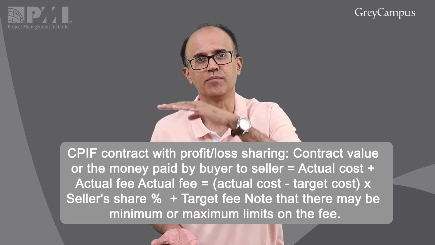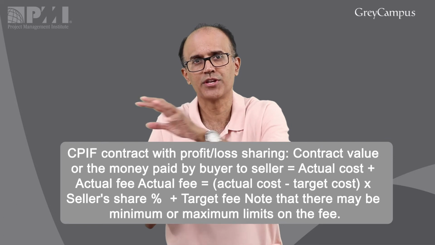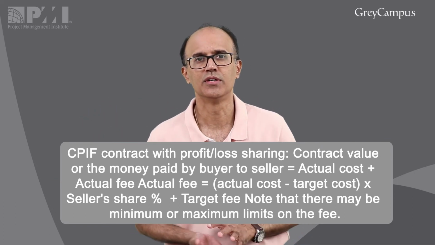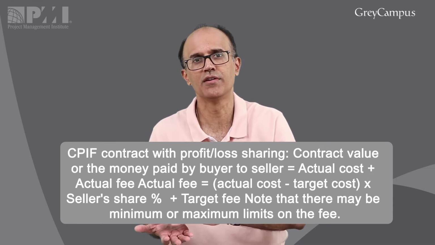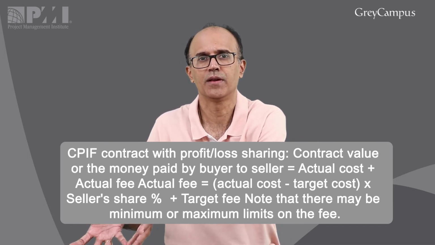So make sure that you understand what happens when the target cost is exceeded by a certain amount. That excess amount is absorbed to some extent by the buyer and to some extent by the seller. So you need to do these kinds of problems also. Depending on the cost overrun or the cost underrun, from the seller's side, the buyer is going to give an incentive to the seller. So that's one part.